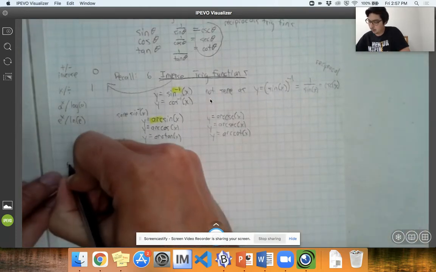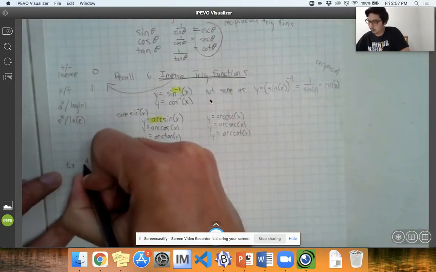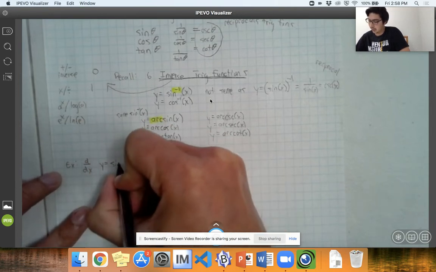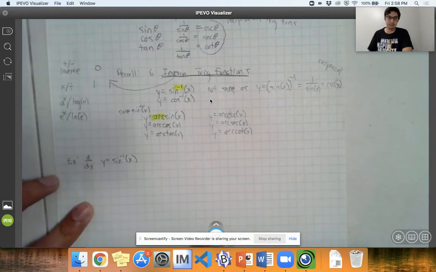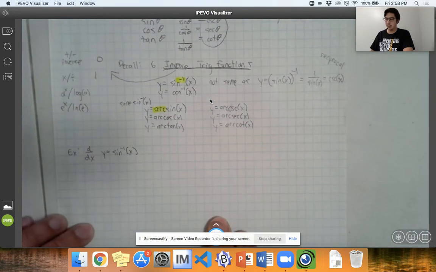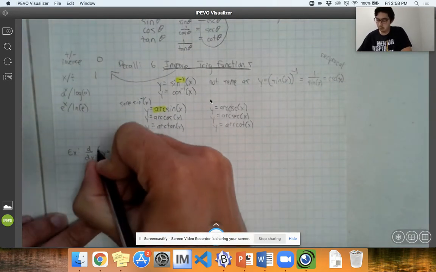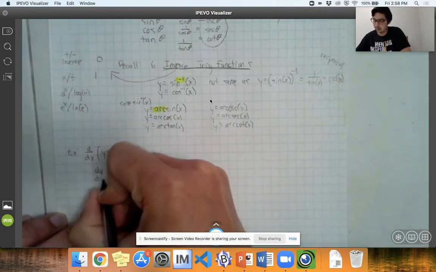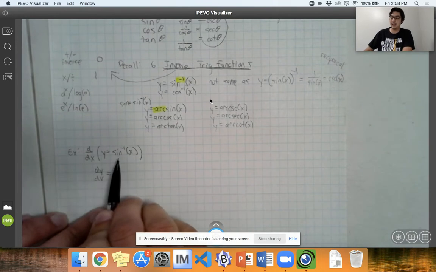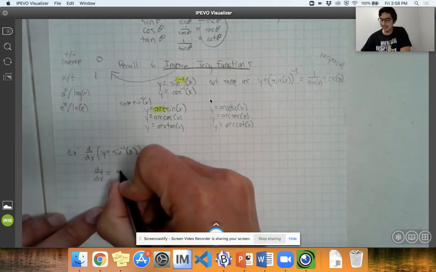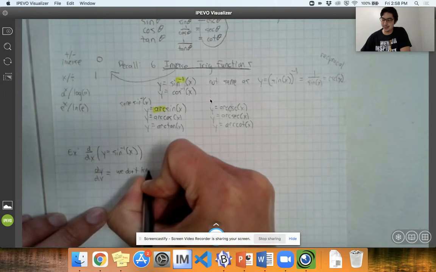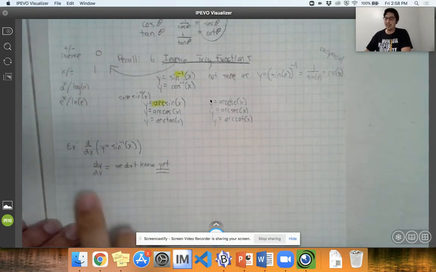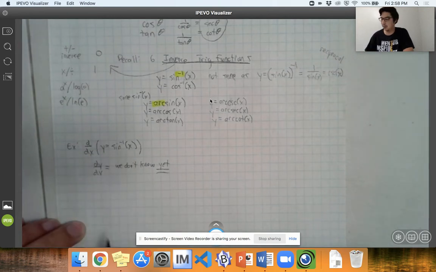So example 1, let's take the derivative. What's the derivative of y equals sine inverse of x? Okay. So what you would try to do is, we know how to do implicit differentiation, or even a regular derivative because y is by itself. So you would say dy dx is equal to, now what's the derivative of sine inverse? Well, we don't know this yet. That's what I'm going to show you in this lesson. You'll learn that soon. So we can't just go straight to the derivative. We have to build up to it. So how do we do it?